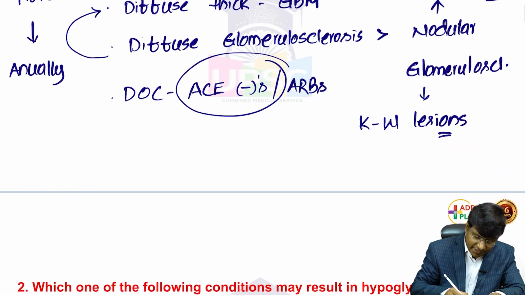Then the next important microvascular complication will be diabetic neuropathy.